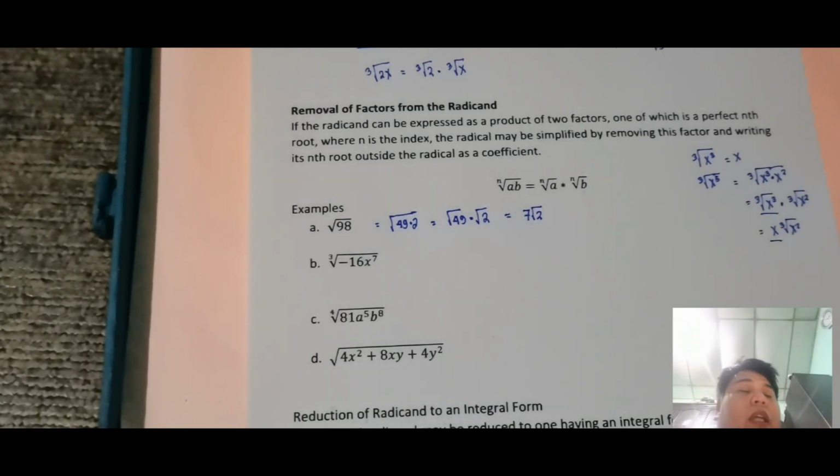We have cube root of negative 16x raised to 7. So ngayon, hanap ka naman ng mga perfect cube root sa mga number. Una si 1. Pangalawa si 8. Sir, bakit si 8? 2 times 2 times 2 is 8, so perfect cube siya. Ngayon, si 16, possible na may factor na 8. Kaso, si 16 dyan is negative.